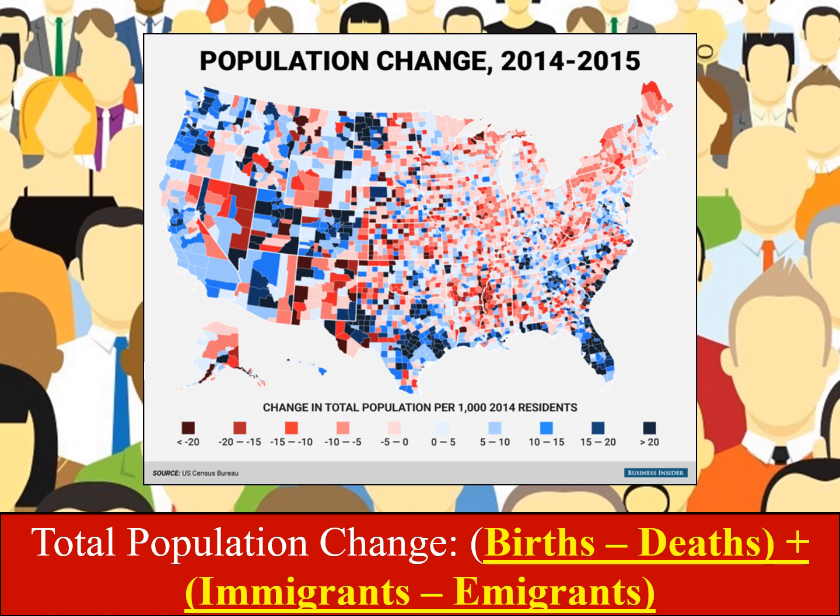So how we truly find the population change in a country is by looking not only internally at the births and deaths, but also looking at migration. So you have to do births minus deaths plus or minus the amount of in or out migration.